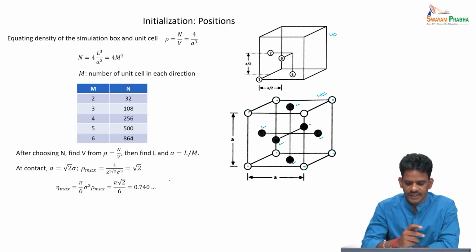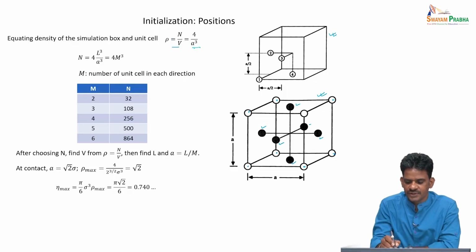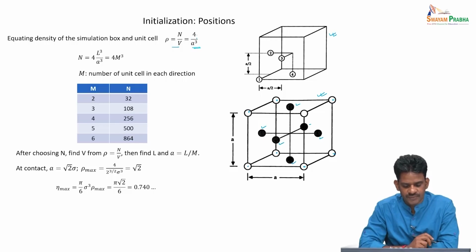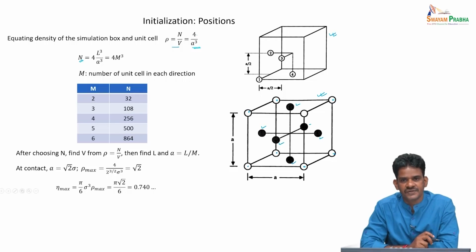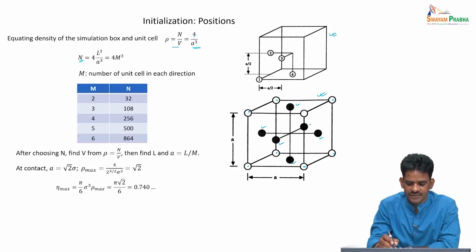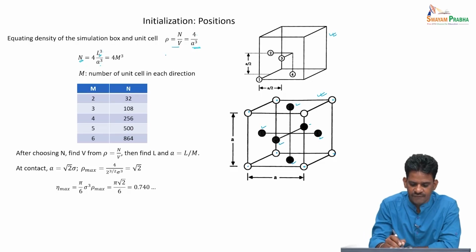Now, since the replicated lattice has the same density as the unit cell's density, and for the unit cell the density is n by a cubed, where n is 4, we can equate these two and solve for the number of particles in the simulation box. It goes as 4 times L cubed by a cubed. L cubed is nothing but the volume of the simulation box, and a cubed is the volume of the unit cell that we consider.